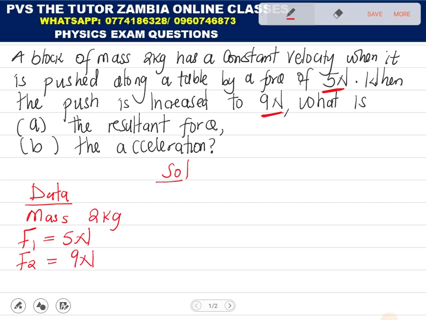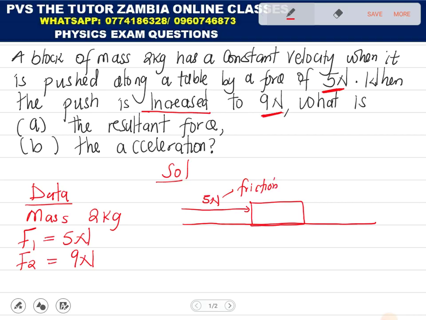Now, as you might be aware, we have a block, right? Like this. It's being pushed. So it's being pushed by a 5 newton force. When the push is increased to 9, now the push has been increased. Now, the fact that they are using the word increased, right? This force here is acting as the friction force. Then the other force is acting as the forward force. All right? I hope that is now making sense.